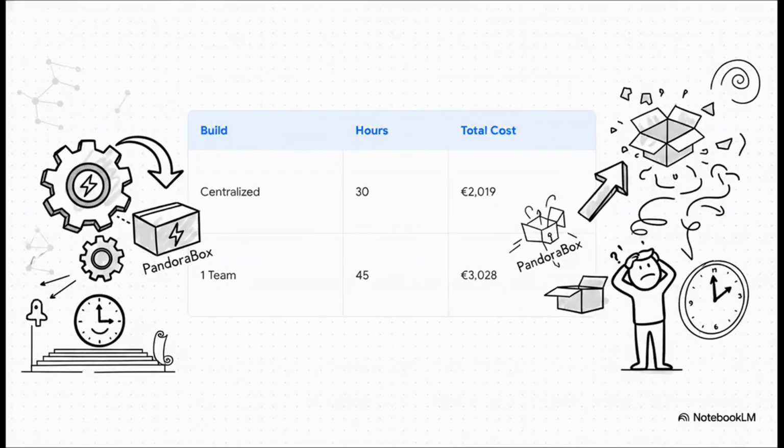Now, let's break down how these costs actually split. Imagine the base cost of building one medium complexity component. Let's call it a Pandora box. If a centralized, dedicated design system team builds this, they already have the architecture in place, right? So it takes about 30 hours, costing the business roughly 2,019 euros. But if a decentralized product team tries to build this independently, without that shared foundation, they typically take 150% more time. That's 45 hours, or 3,028 euros.